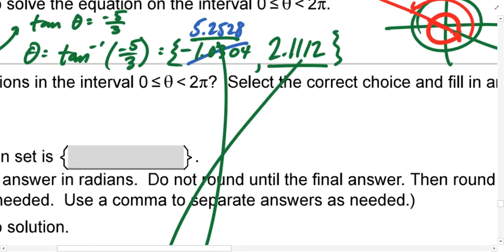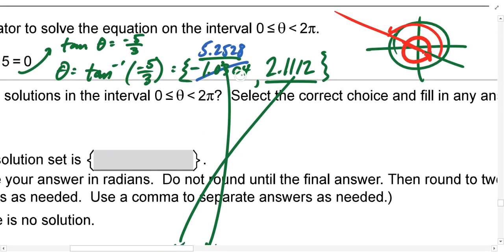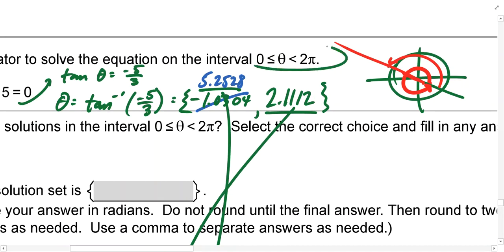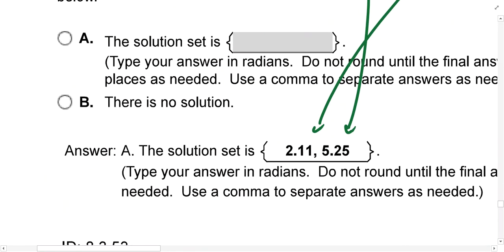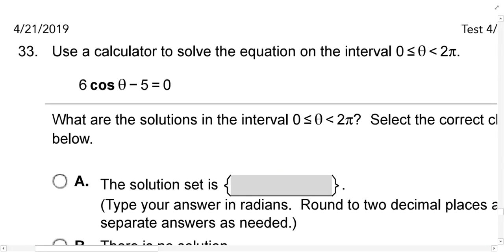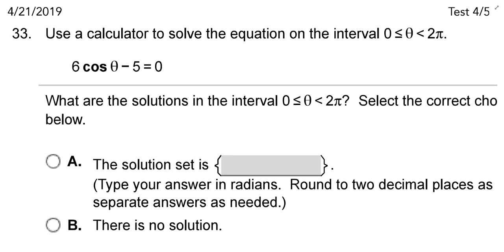So be real careful there. I know the calculator gave us this result of negative 1.03, but that number doesn't exist in the domain specified by MathXL. So we've got to be sure to put our solution, even though it represents the same position, in that original initial unit circle. And we'll finish out this video with one more problem like that.